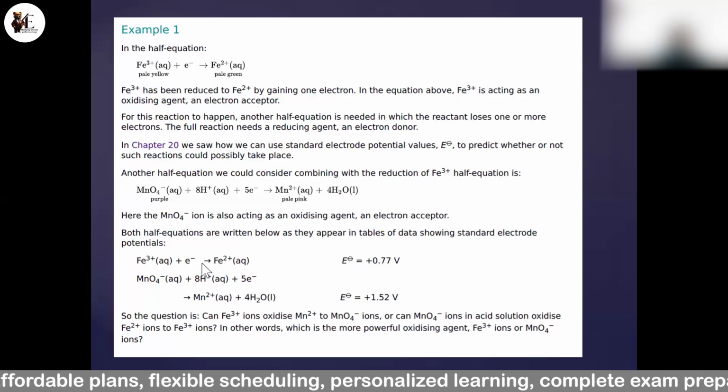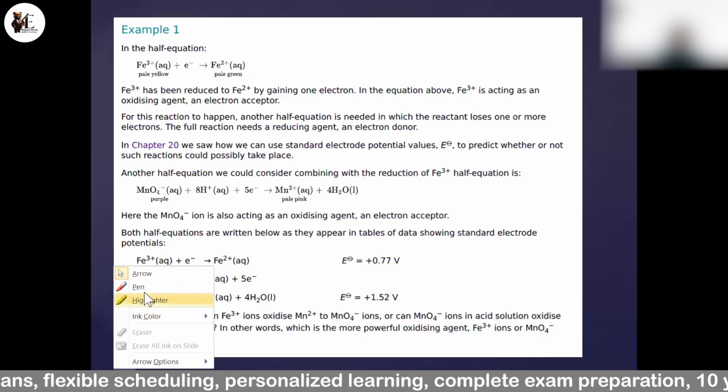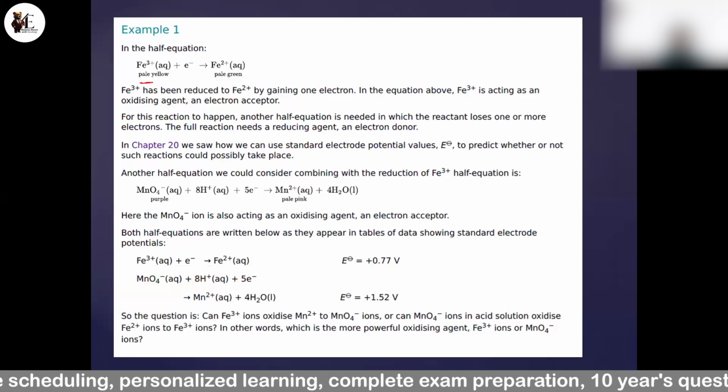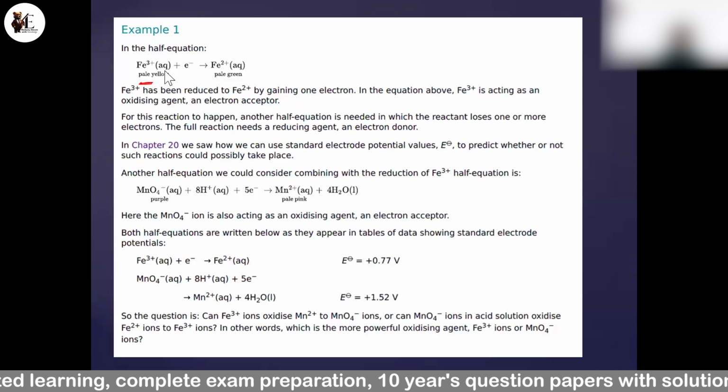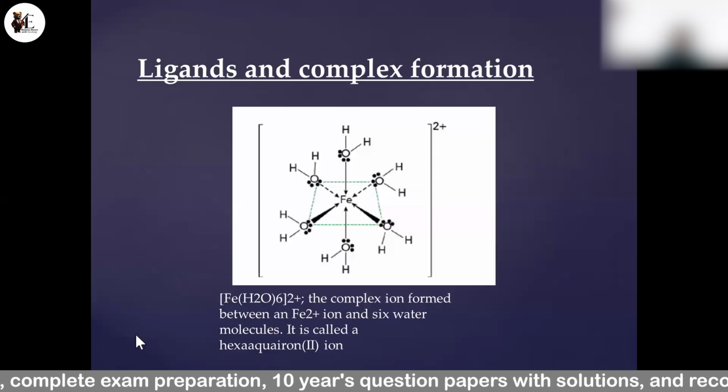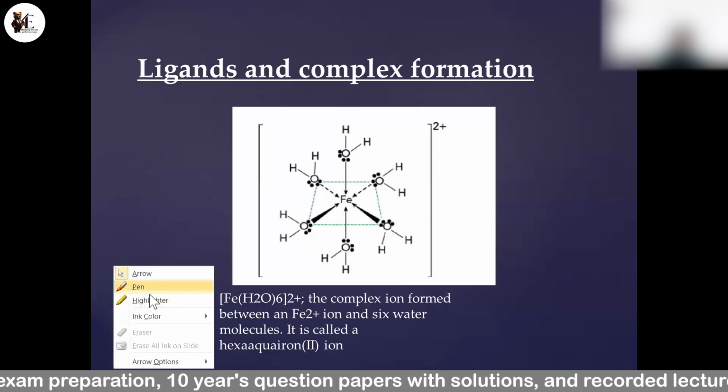This example is the half equation. You can see here in this half equation, Fe3+. We'll study this afterwards. First of all, we'll study ligands and complex formation.